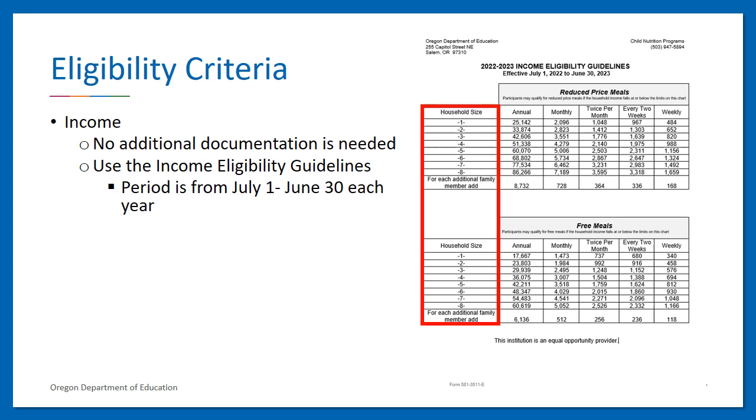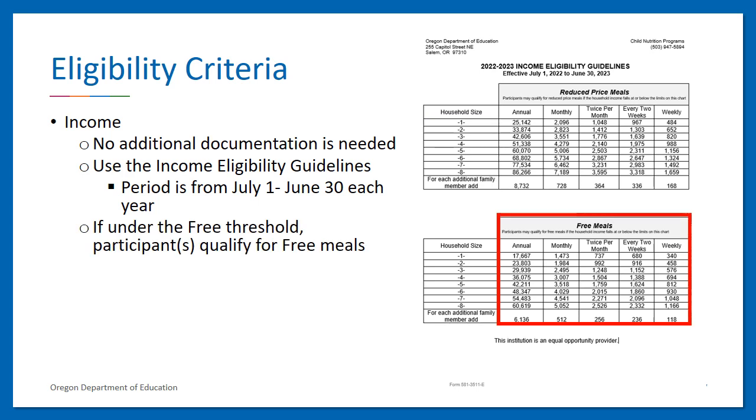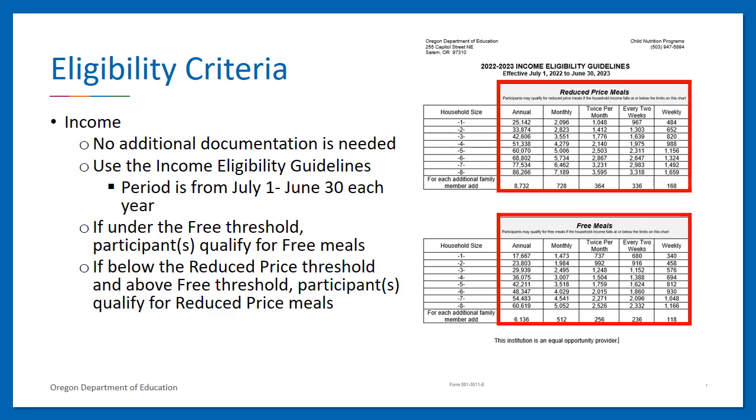Using the number in the household as indicated by the family on the CIS and the income as listed by the family on the CIS, determine if they are under the thresholds for reduced price or free meals. If the family's income falls below the thresholds on the free meals chart, the participant will qualify for free meals. If the family's income is above the thresholds on the free meals chart, but below the thresholds on the reduced price meals chart, the participant will qualify for reduced price meals. These guidelines are available on the ODE CMP SFSP webpage.